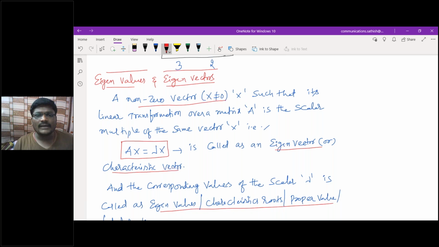So a non-zero vector capital X, such that the linear transformation, linear transformation means matrix A. I have taken a vector capital X. A linear transformation is simply a multiplication, nothing more than that. So a non-zero vector X such that its linear transformation over a matrix capital A is the scalar multiple. The scalar multiple means what? The lambda value.